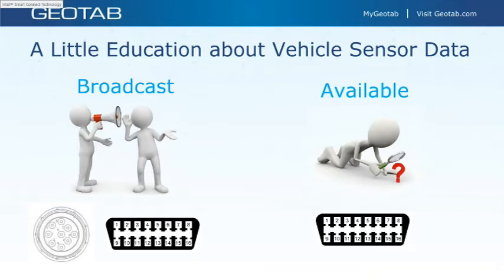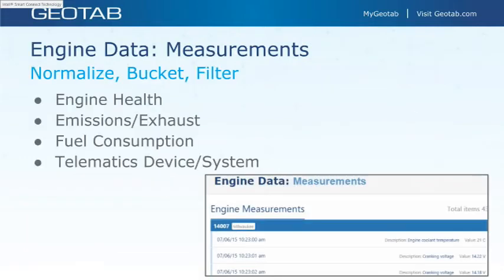And so that sort of takes us to, well, okay, great, now what do we do? Well, what we have done so far with some of this data that we actually get broadcast is we normalize it so that we're looking consistently at the same information across manufacturers. We bucket it into certain areas, and then we offer filter features on the engine health, on emissions, on fuel consumption, and also the telematics device itself has fault codes that come through.